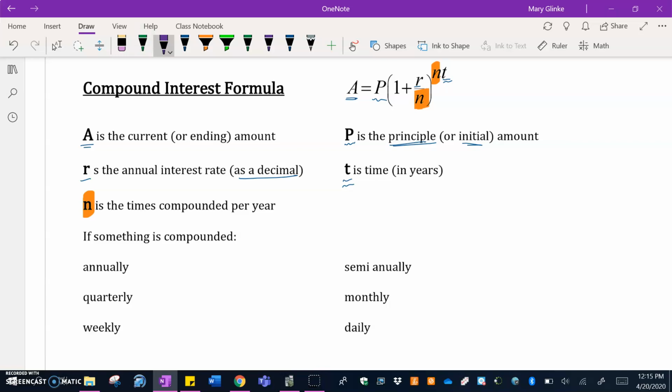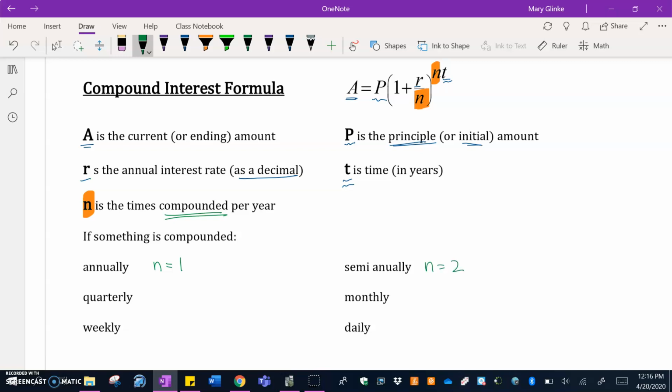In these problems, you're going to have something said like your interest is compounded annually, daily, weekly. It's going to have the word compounded in it, followed by another word. And whatever follows the word compounded is going to tell you what number to use for n. N is how many times something is compounded per year. So if something is compounded annually, that means once per year, so n in this formula would be 1. You'd plug it into both of those places for n.